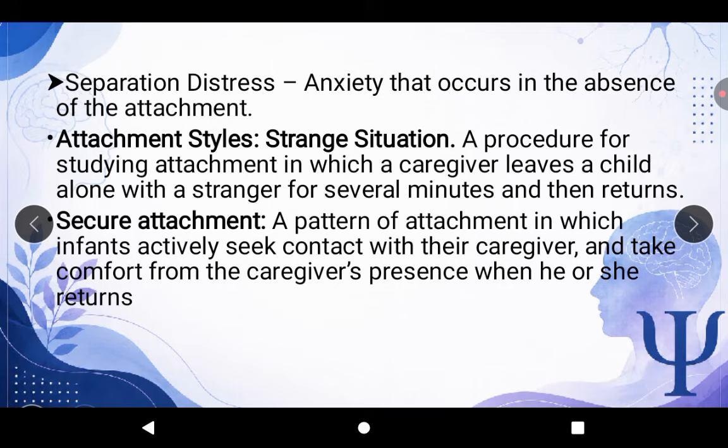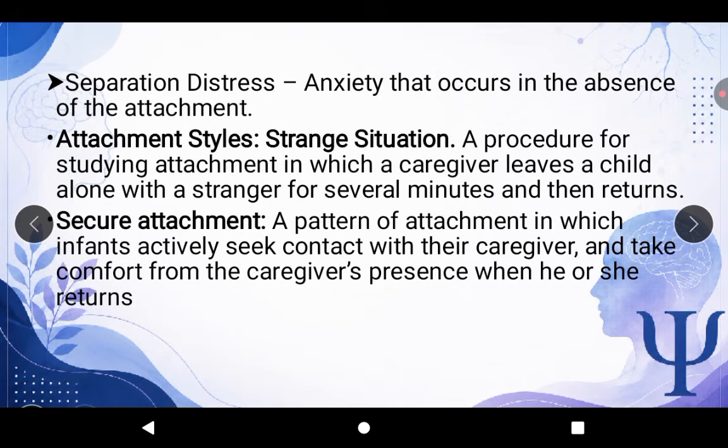Okay, so that is according to attachment styles. So it's just a procedure of studying attachment in which a caregiver will leave that child alone with a stranger for several minutes, then return. Then when talking about secure attachment, under strange situations, secure attachment is just a pattern of attachment in which an infant or that particular child is able to seek contact with the caregiver. Okay, so under strange situations, that child can be left alone by that caregiver until the caregiver returns.